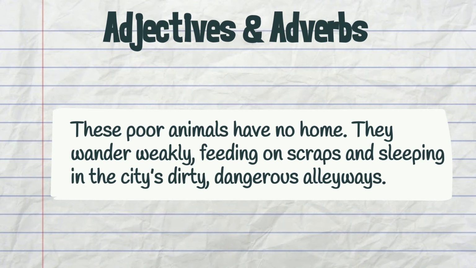How did you feel reading that? The author describes the animals using the adjective poor, and uses the adverb weakly to describe how they wander the streets. These language choices make us feel sorry for the animals. The author used the adjectives dirty and dangerous to describe the city's alleyways. These words make us feel like this is no place for animals. The author is working to influence how we feel.